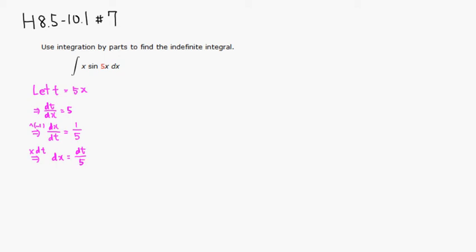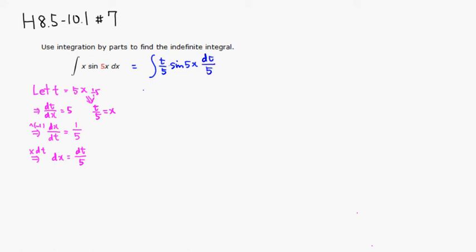Another thing we should do is, from t equals 5x, divide through by 5. So we know that t over 5 is the same thing as x. So this is going to be equal to the integral, where x is the same thing as t over 5, put that there. You have a sine of 5x, and dx is the same thing as dt over 5.